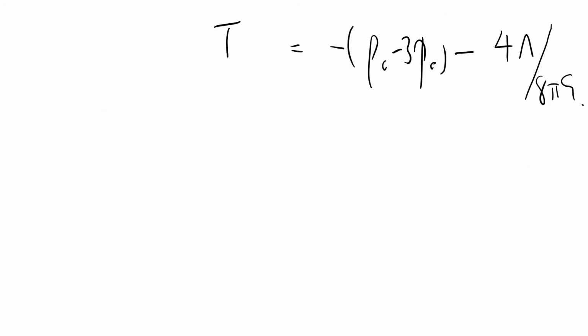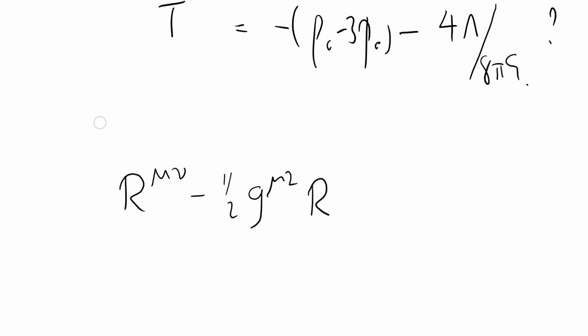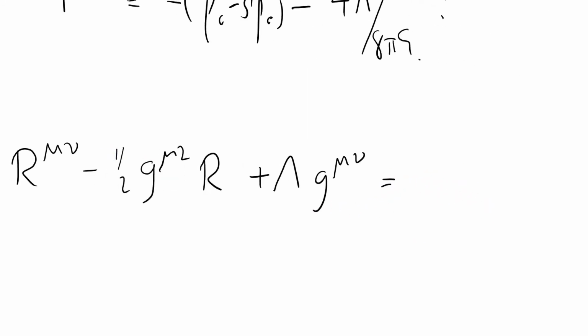If I go back to the field equations, there's different ways of expressing this, but let's just go with the standard way. We've got the Ricci tensor mu nu minus a half g mu nu times the curvature scalar, plus the cosmological constant times g mu nu equals, what's the constant? It's 8 pi g t mu nu. Well, it's one form of the Einstein field equations.